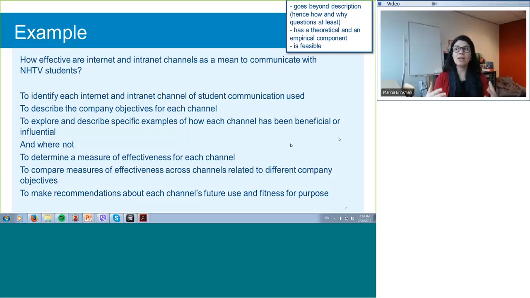And when we compare at the end the effectiveness of channels, the answers to the questions we can formulate will enable us to make recommendations to the marketing department and say which channel can be used in the future and how fit it is for the purpose to communicate with the NHTV students. So very often we have our research objectives already formulated in a way like this.